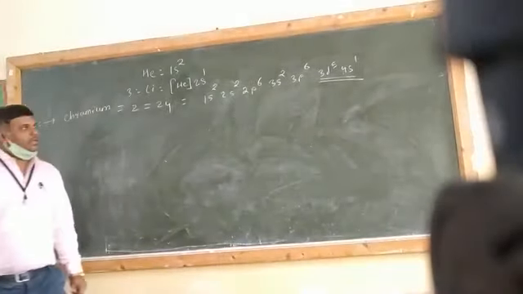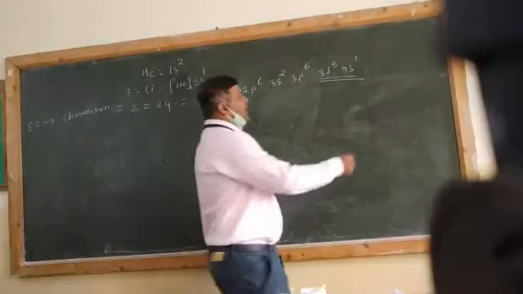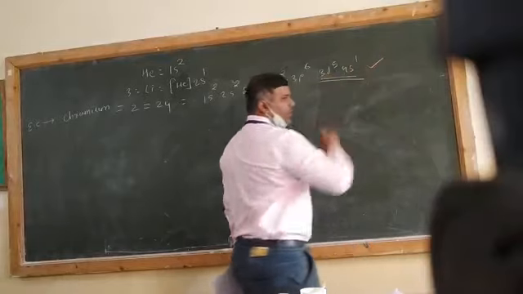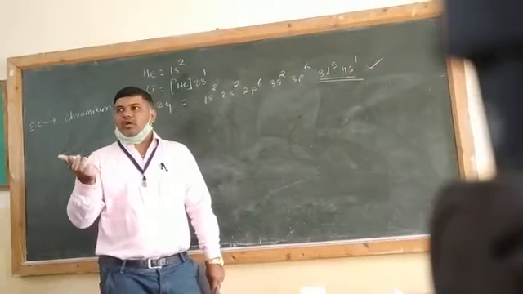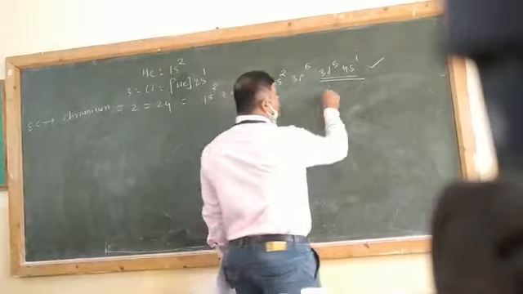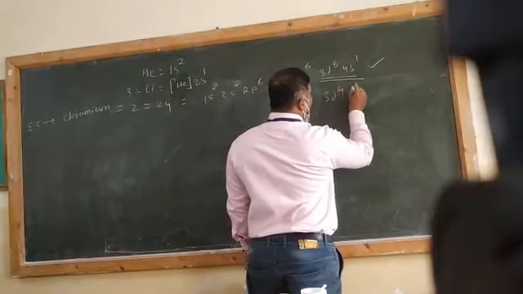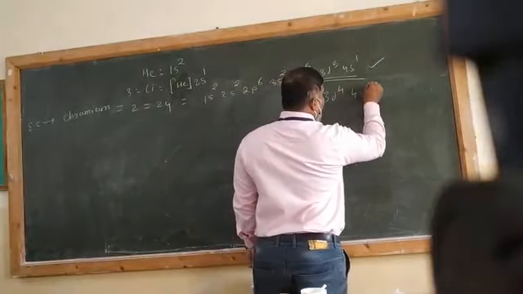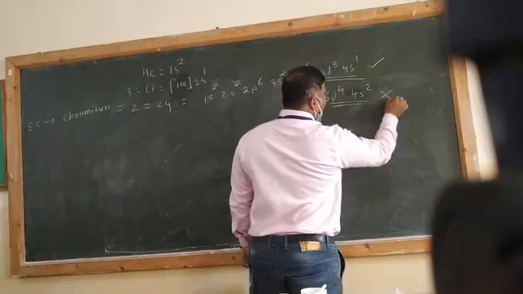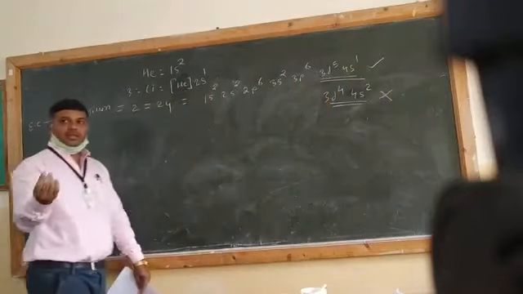Now, that day I told you that this configuration is the correct configuration, right? Then what is the wrong configuration? The wrong configuration is 3d4, 4s2. This is the wrong configuration. Why? I'll tell you the reason also.